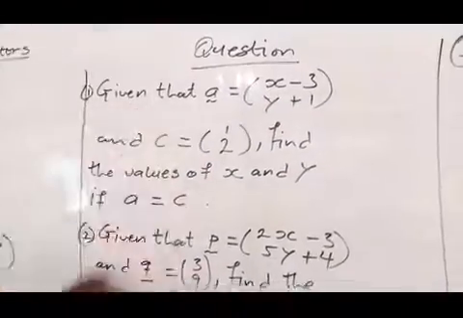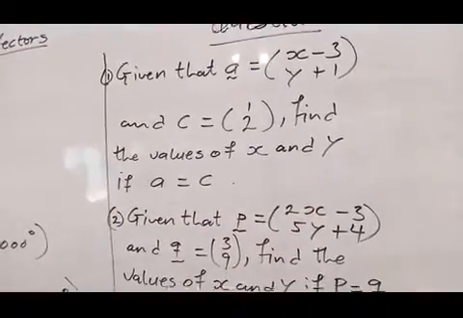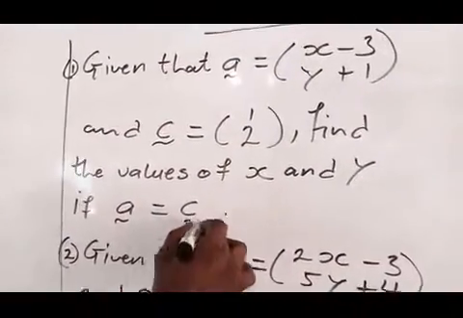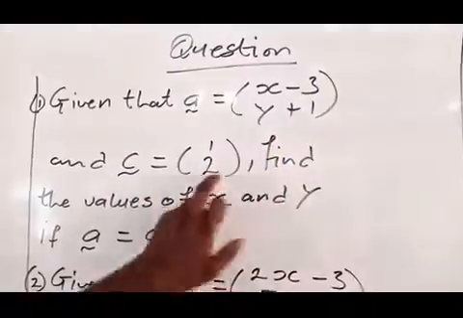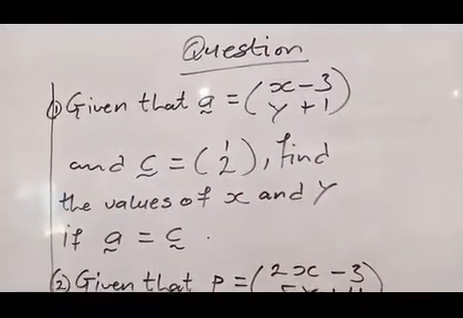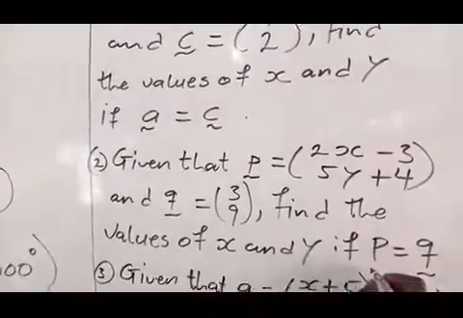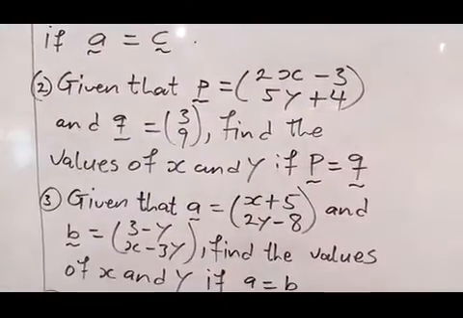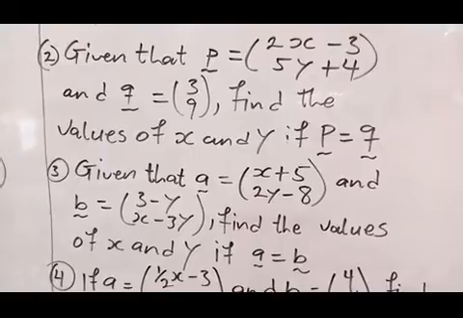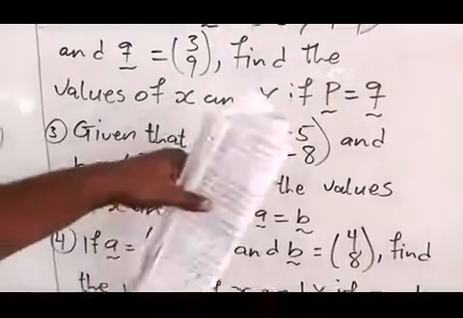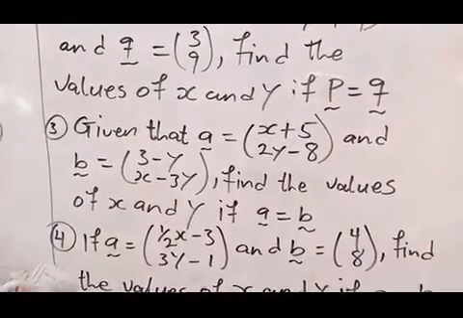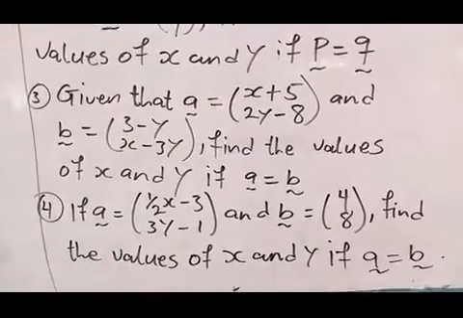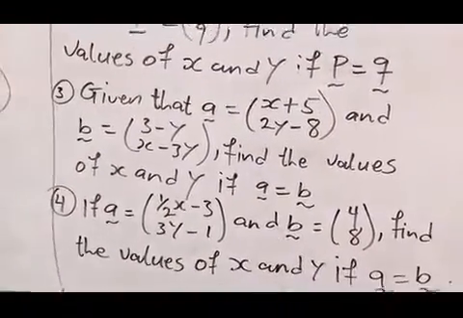Realize that this one you've been told that A is equal to C. That is to say, vector A is equal to vector C. So you equate this to that and then solve. The same thing applies to this: they said vector p is equal to vector k. So you equate p to k and then solve. The same thing applies to question 3: vector a is equal to vector p. And then question 4 also, vector a equals vector b. All right, so that is it.